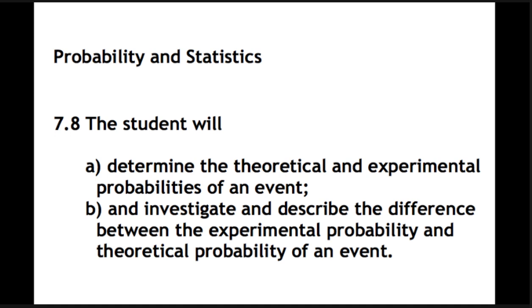And the biggest thing with probability that you have to remember is there's two types, experimental and theoretical. Theoretical sounds like theory, doesn't it? It's derived from that word. Theoretically is what you think is going to happen. Experimental probability is what happens when you actually do it in real life.